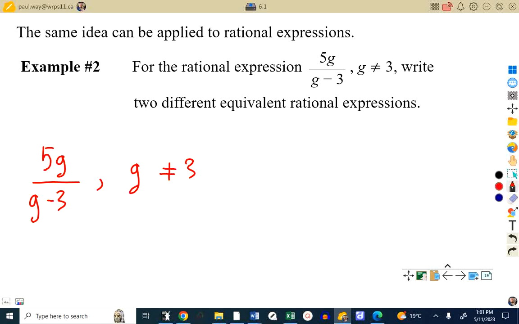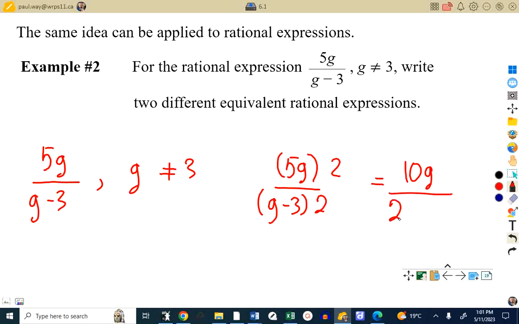Well, I could take 5g over g minus 3, and I can multiply the top by 2 and the bottom by 2 and get 10g over 2 times g minus 3. I have a question for you. Why do you think I didn't multiply that 2 through on the bottom? Josh? Actually, I don't know. I was going to say, so you can make it 5g over g minus 3. Yeah, well, and it's kind of right.